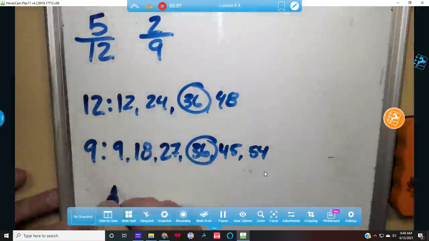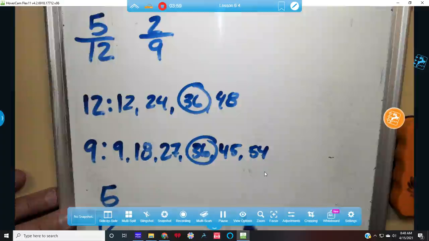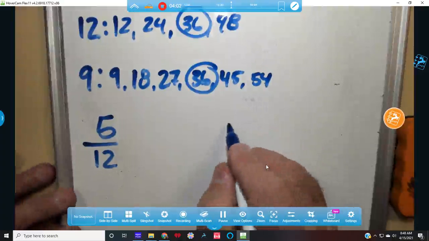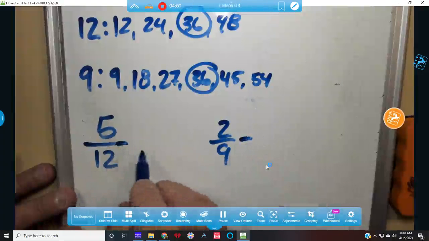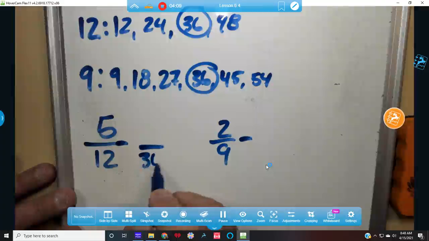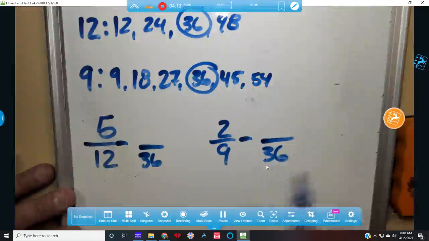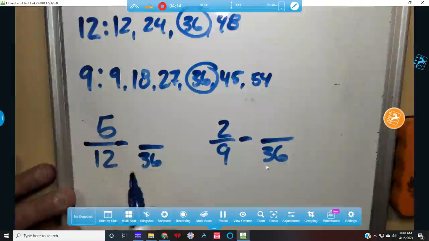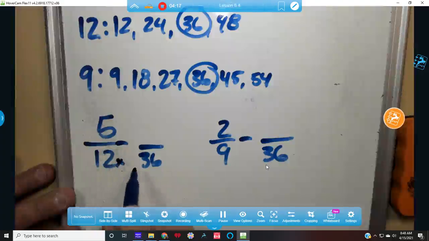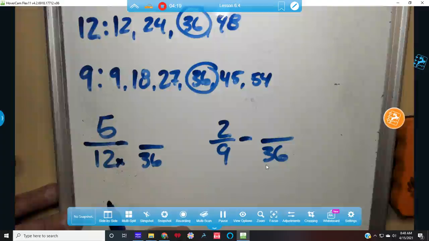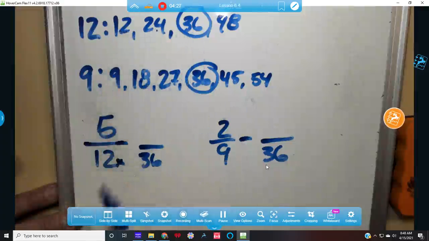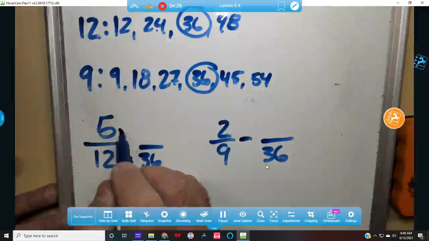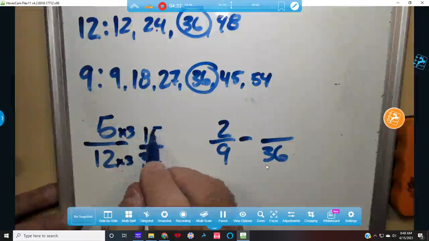So let's bring our 5/12 down, and let's bring our 2/9 down, and let's make this 36. Let's make this 36. Okay, so now I know 12 times what? Now, I know you're pretty good at multiplication, so it's probably not a big deal for you. But if you get stuck, you can always go 1, 2, 3. Oh, I multiplied by 3. So I need to do the same to the top. 5 times 3 is 15.